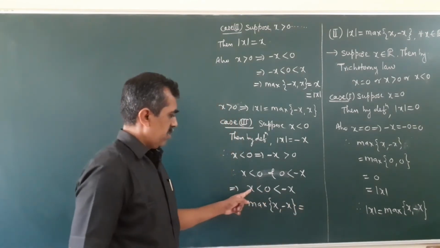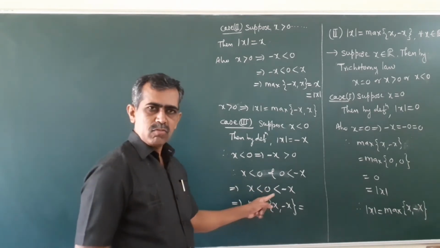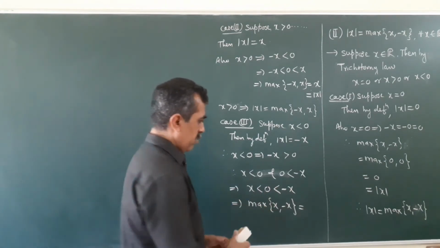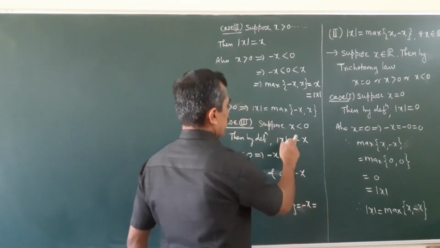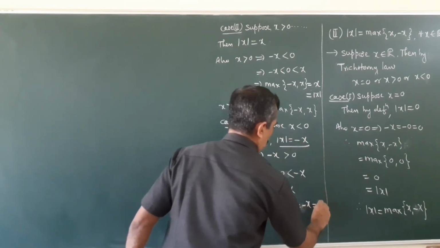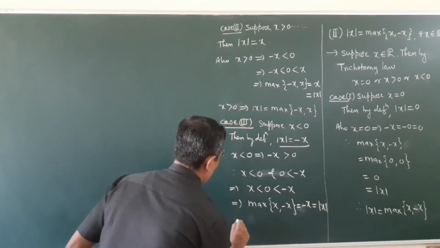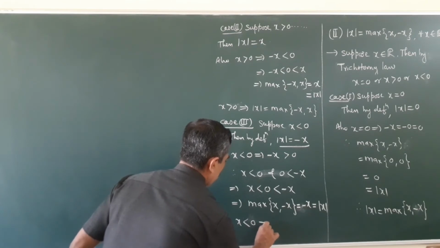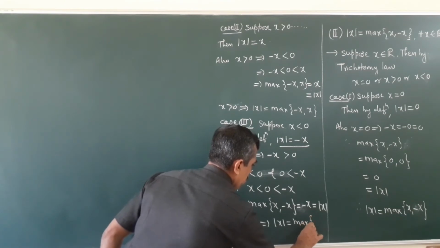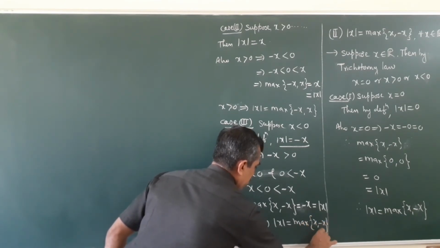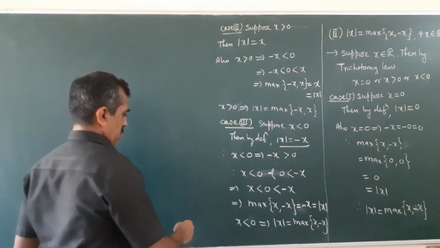This number is to the left of 0, it is less than 0, and this is greater than 0. So what is the maximum between these two? Maximum between these two is minus x. But what is minus x? Minus x is mod x. Therefore x less than 0 implies mod of x is maximum of x comma minus x.